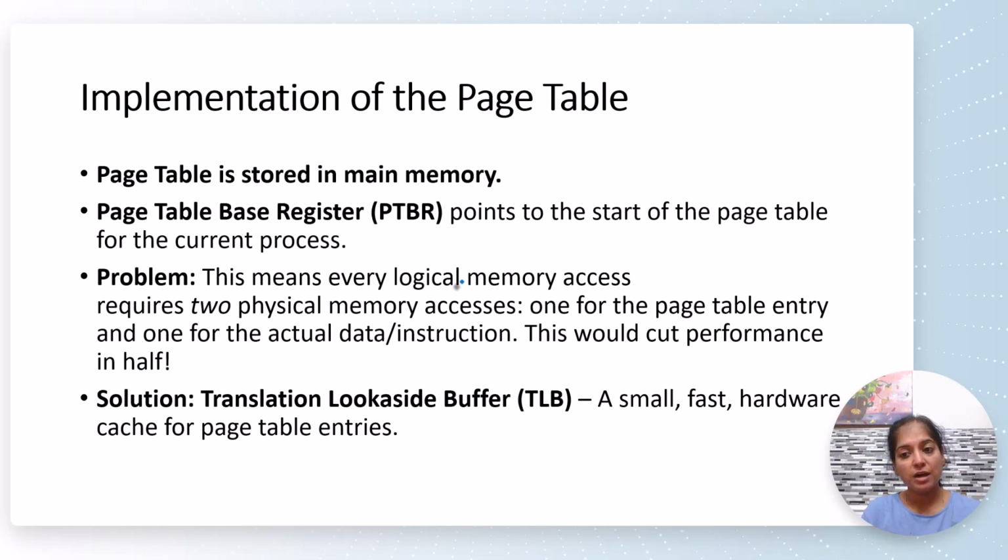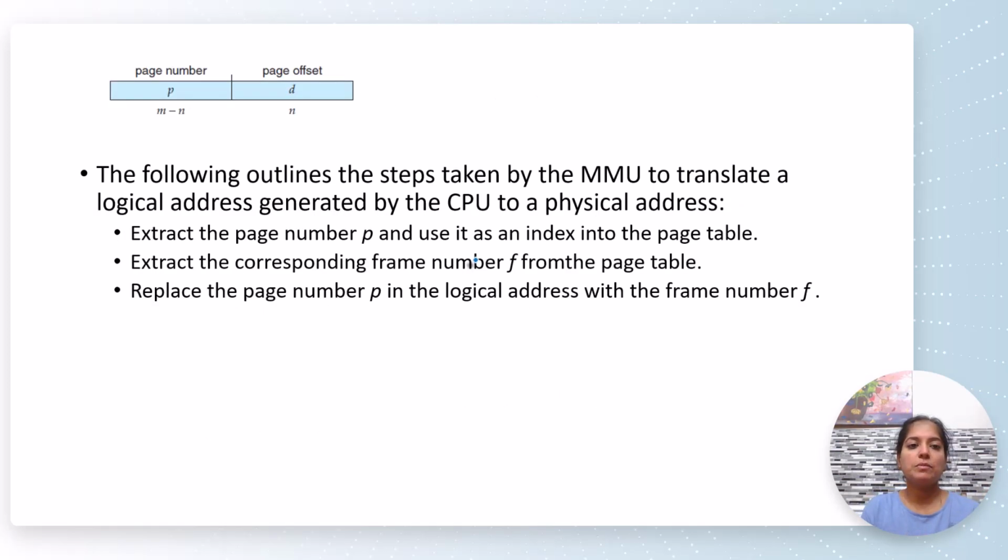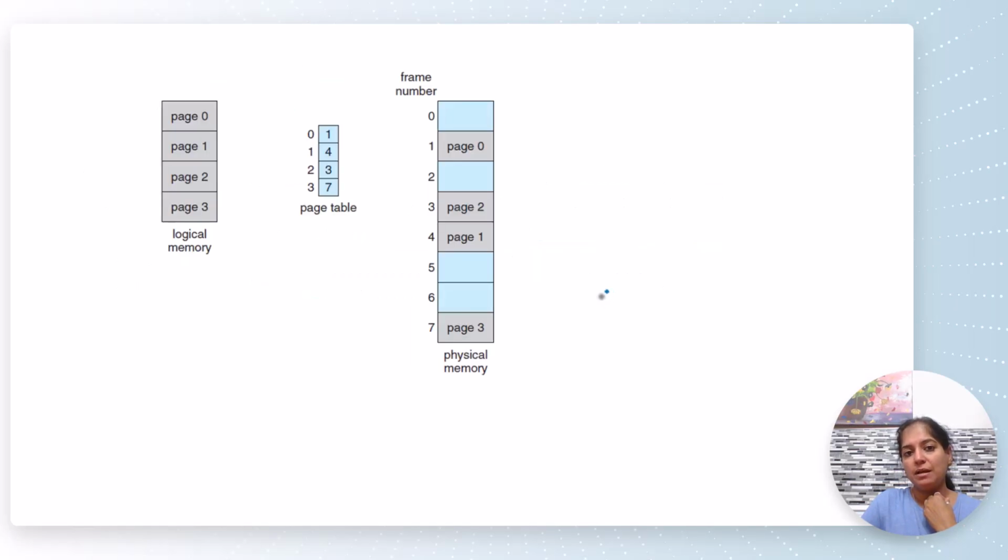It is a very fast, small hardware used for caching the page table entries. So this is our page number and this is our offset. Extract the page number P and use it as the index into the page table. Extract the corresponding frame number F from the page table. Replace the page number P in the logical address with the frame number F.